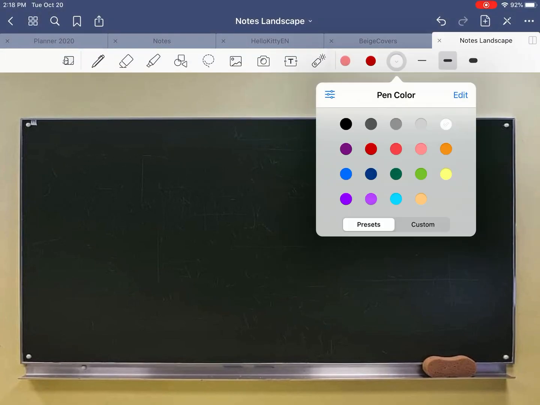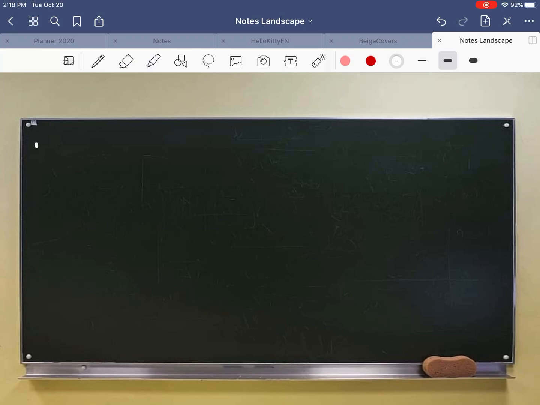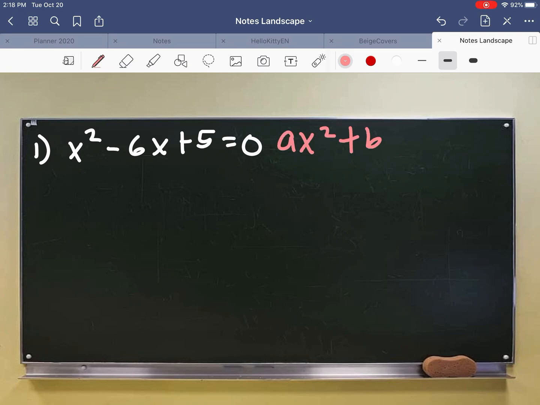Gamitin ko yung isang example natin before. Okay, so we have x squared minus 6x plus 5 equals 0. Okay, so this is already in the standard form, which is ax squared plus bx plus c. I'm going to write that down para hindi nyo makalimutan. ax squared plus bx plus c equals 0. Okay, all we need to do is to identify A, B, and C.